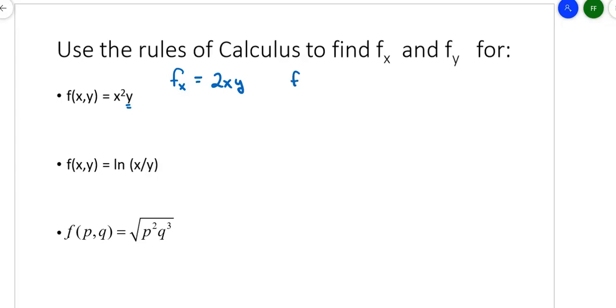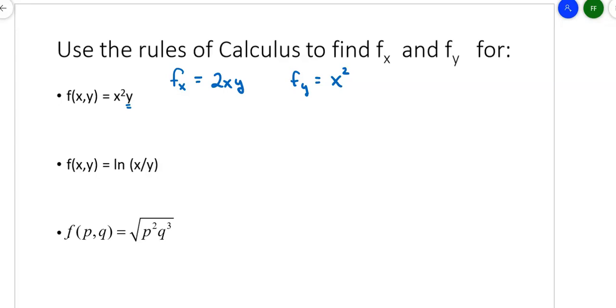If I want the first partial derivative with respect to y, then the x squared gets treated as a constant, and you realize that when you derive y with respect to itself, you just get 1, so I'm just left with the constant. If you were deriving 7y, your answer would be 7, so if I'm deriving x squared y, my answer is just x squared.